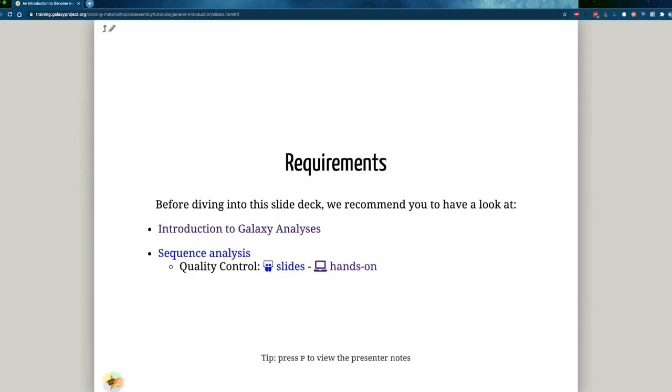Okay, just a couple of requirements before we start. Hopefully you've all done the introduction to Galaxy analyses, or you've used Galaxy before and you understand how to use it. If not, please go and have a look at that video first. And hopefully you understand a little bit about sequence analysis, mainly around quality control. We're not going to really touch on much quality control here as it's covered in another topic. Quality control is vitally important in genome assembly.